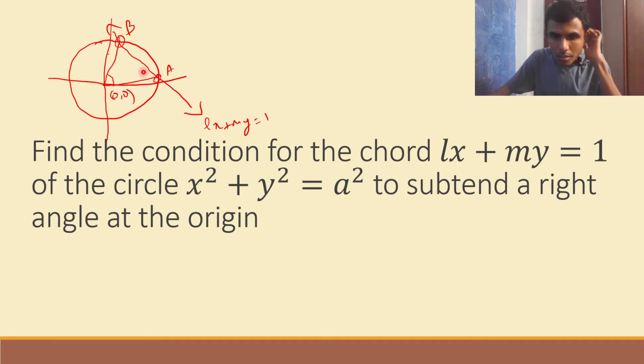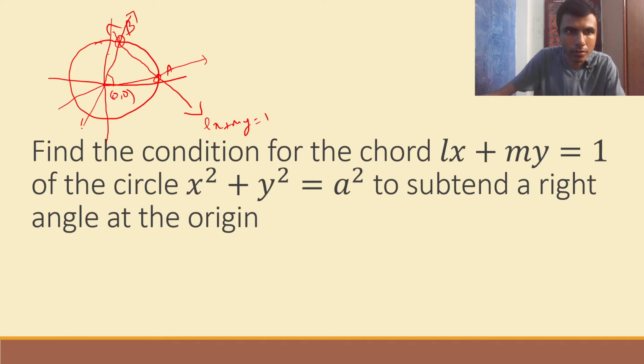Now to do this, I'm going to find out the equation to the pair of lines OA and OB, and then I'm going to use the condition that the pair of lines are perpendicular. Now how can I get the pair of lines OA and OB? Homogenization. That's how it goes.